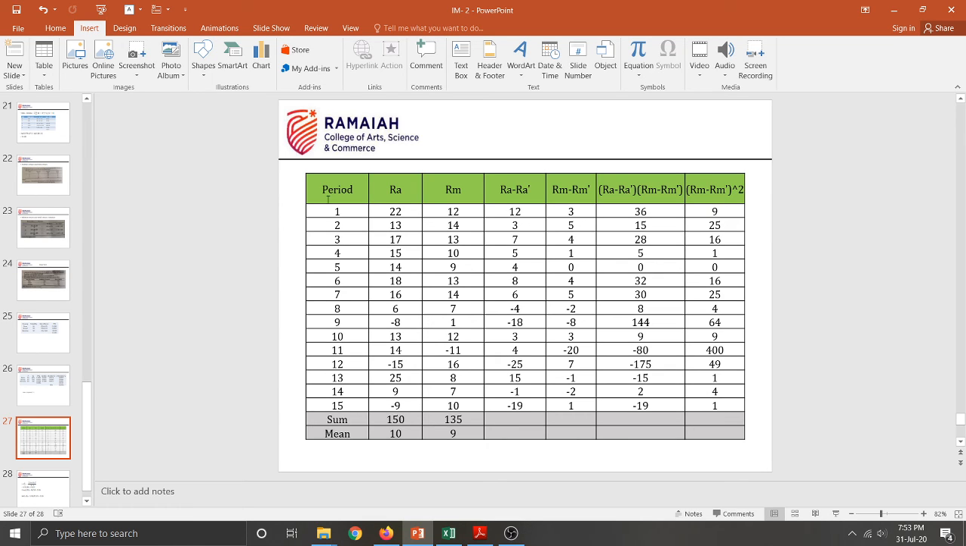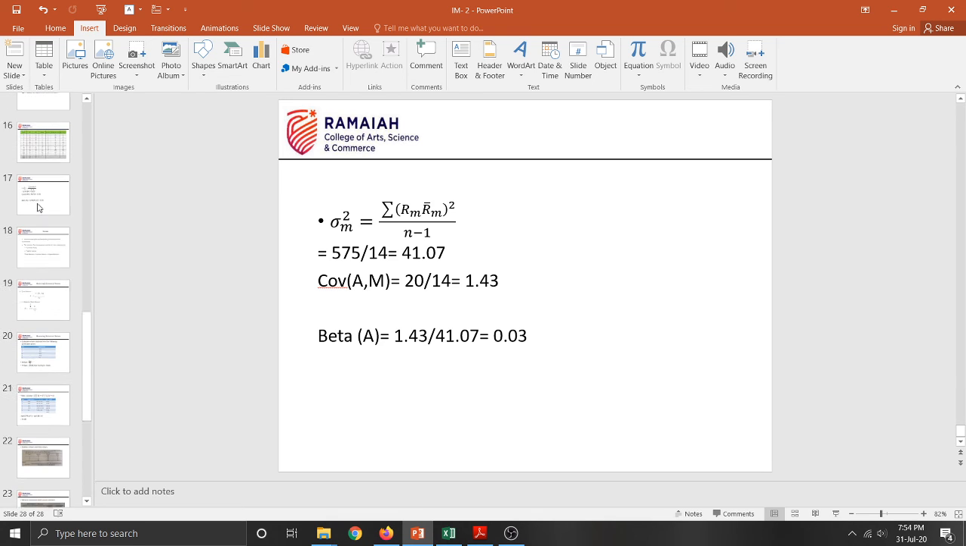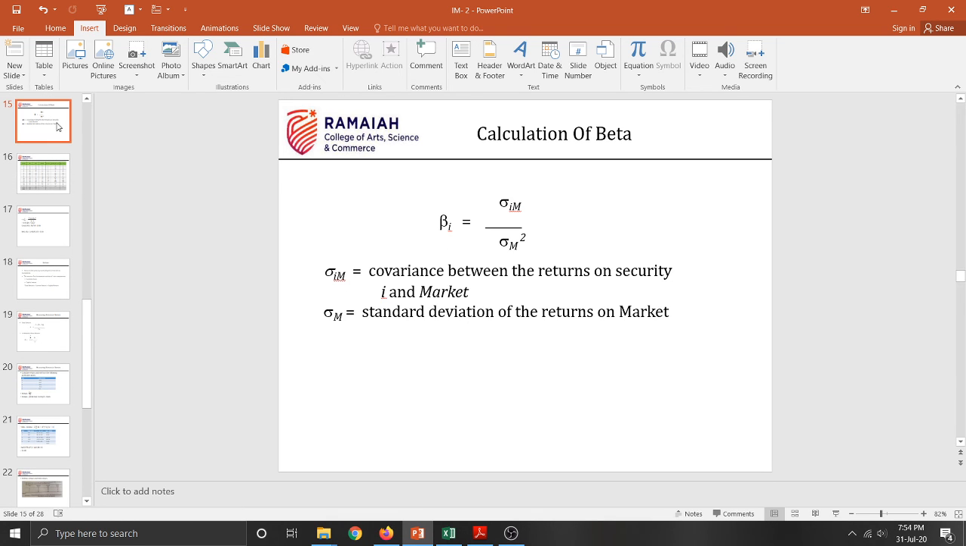I have taken periods. In your question, they'll give you only this information, not even sum and mean. They'll give you period, return of stock A, return of market. Only these three columns will be given. So how do we calculate beta? The beta formula I think I had already given you. This is the formula of beta. Note down this formula.